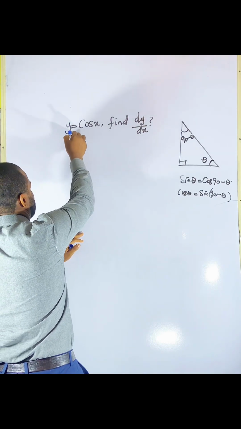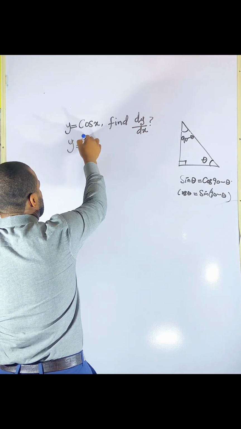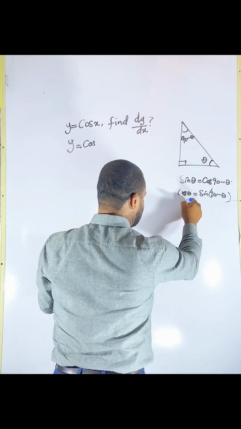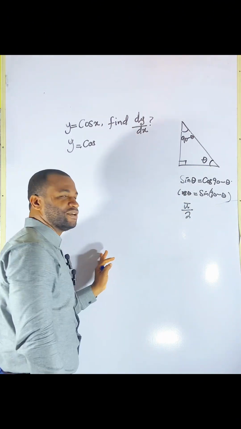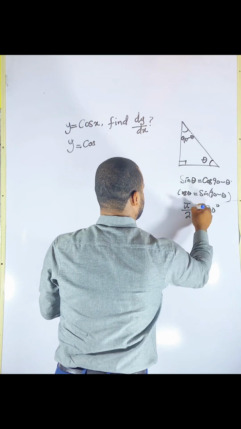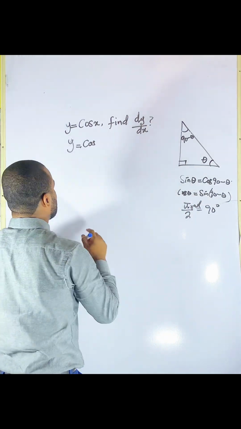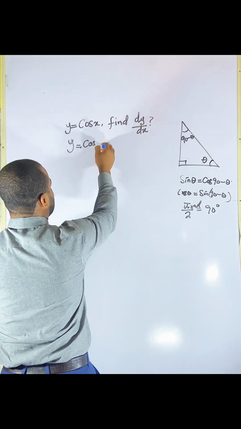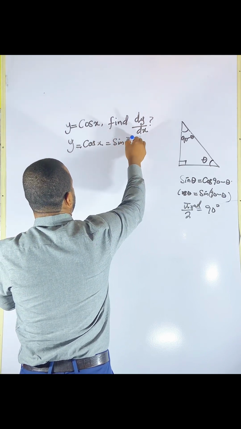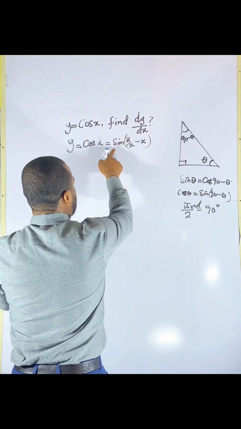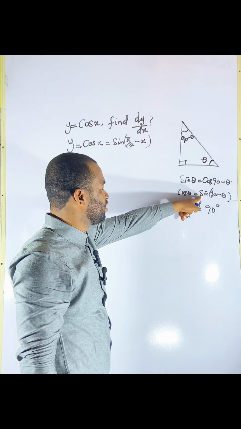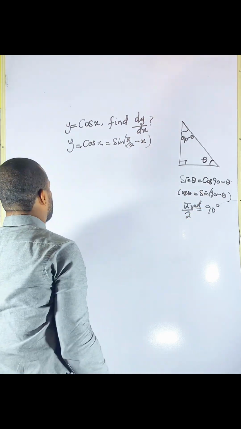What I'm going to do is I'm going to say that y is equal to cos x. Remember, I'm not going to say 90 degrees. Remember, 90 degrees in my case is going to be pi over 2. This is going to be pi radian over 2. It's still the same as 90 degrees in radians. So I'm going to say this, which is the same as saying sine pi over 2 minus x. Sine pi over 2 minus x is the same as cos x, according to this principle. Now, what should I do?